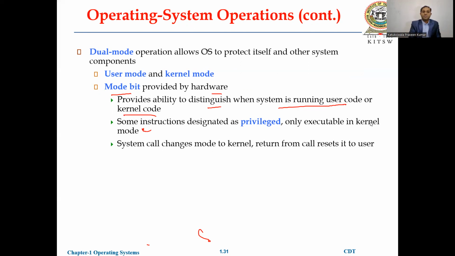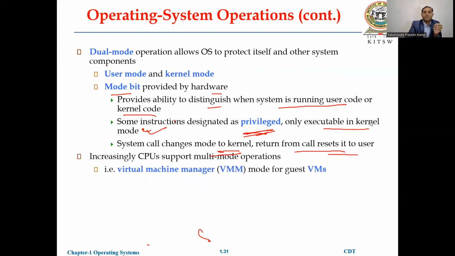Some instructions are designated as privileged. That is, the more important ones are given priority, and they are only executable in kernel mode. For example, if you are installing some applications on your mobile phone, installing is a most privileged operation, so it will be done in kernel mode. That is the reason your system gets slow when you are installing some software. A system call changes the mode to kernel mode, and then the return from the call resets it to user mode.